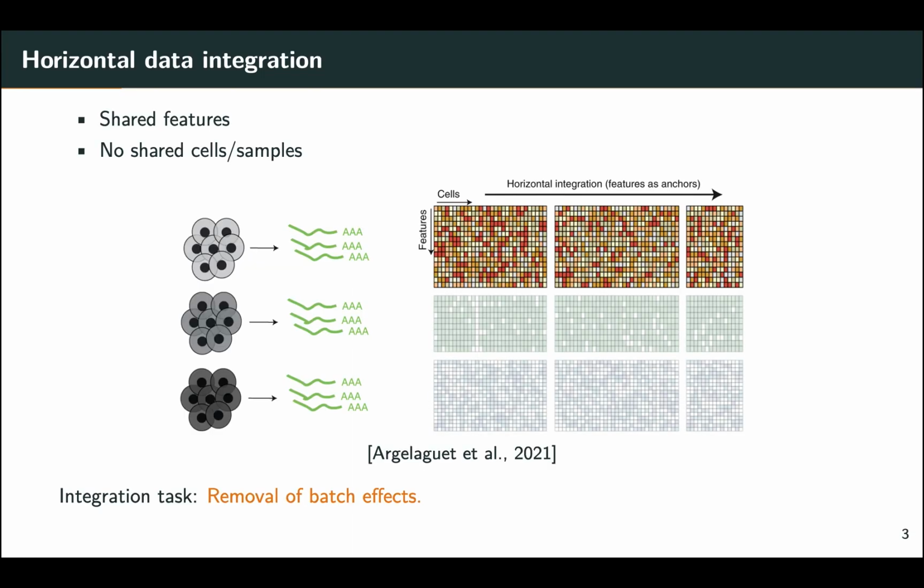So on the one hand, we're facing the horizontal data integration task, and you might know this problem under the terminology batch integration. Here, we have measured the same set of features, for example, mRNA expression levels, but we have measured it in a disjoint set of cells. So we have multiple samples that were obtained, for example, on different days or in different centers, different labs. And the integration task revolves around removing the technical variation between those samples and retaining the biological signal.